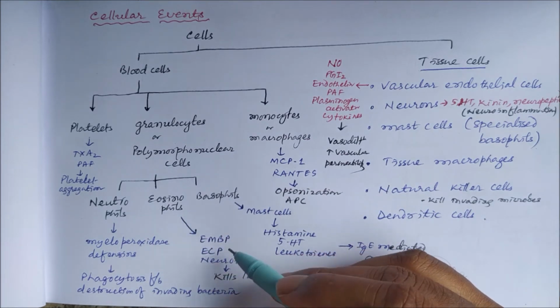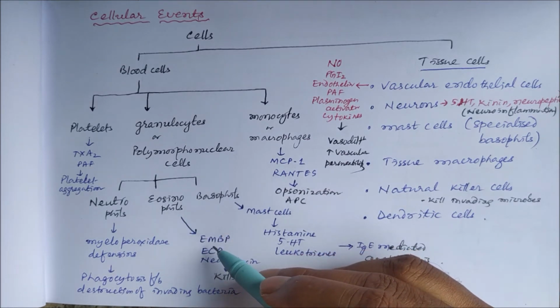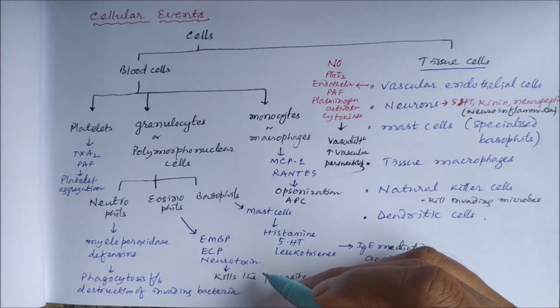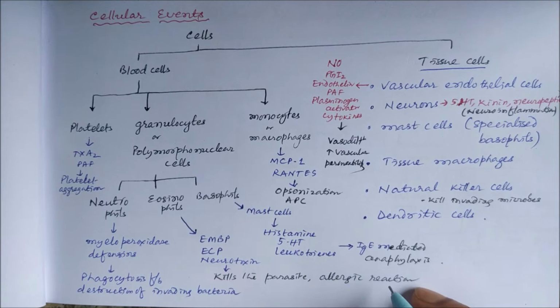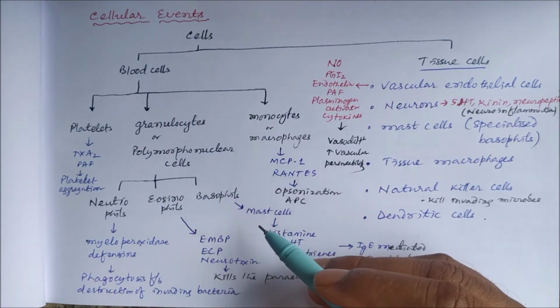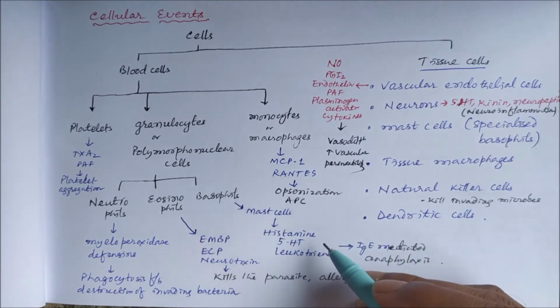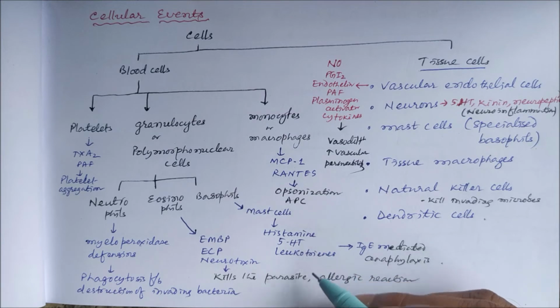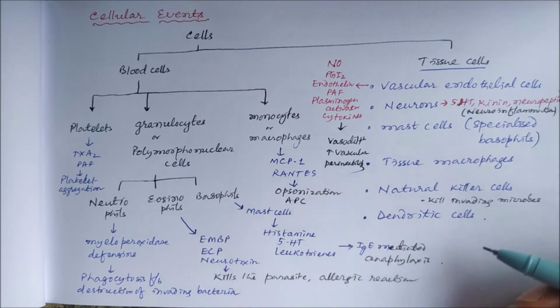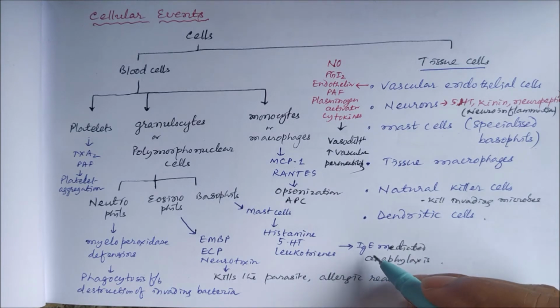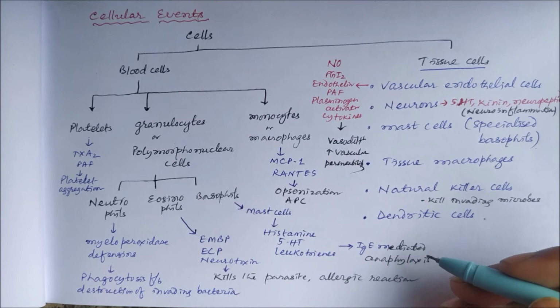Eosinophils release proteins like eosinophil major basic protein, eosinophilic cationic protein, and neurotoxins, which kill the parasite and cause allergic reaction. Basophils are developed to specialized basophil cells or mast cells, which release histamine, 5-hydroxytryptamine, and leukotrienes, which cause anaphylaxis mediated by immunoglobulin E. So they produce immunoglobulin E mediated anaphylaxis.